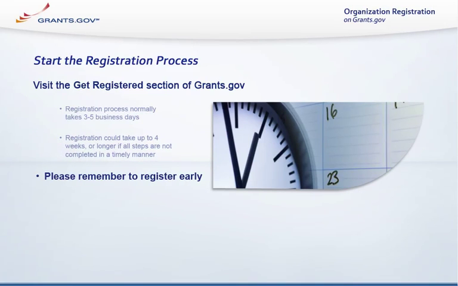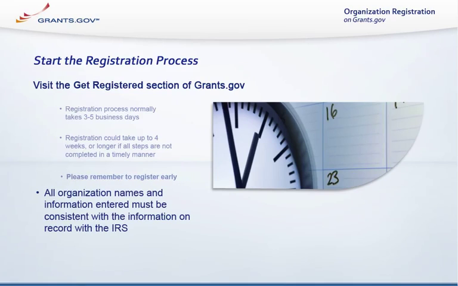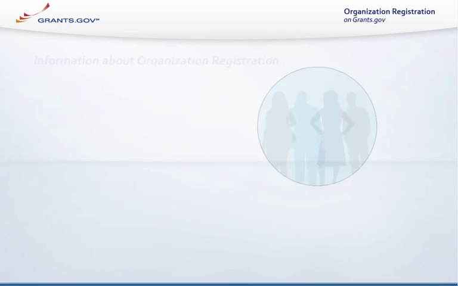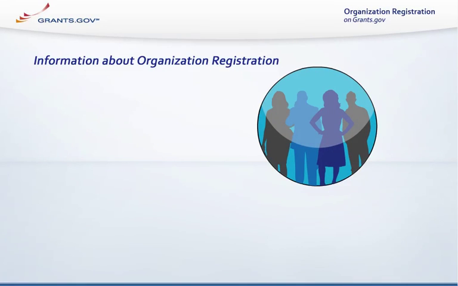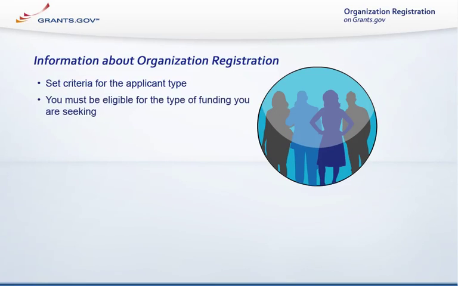Delays in registration are generally due to inconsistent information being found between system checks. All organization names and information entered must be consistent with the information on record with the IRS. Information about organization registration. All grant opportunities have set criteria for the applicant type. Therefore, you must be eligible for the type of funding you are seeking.